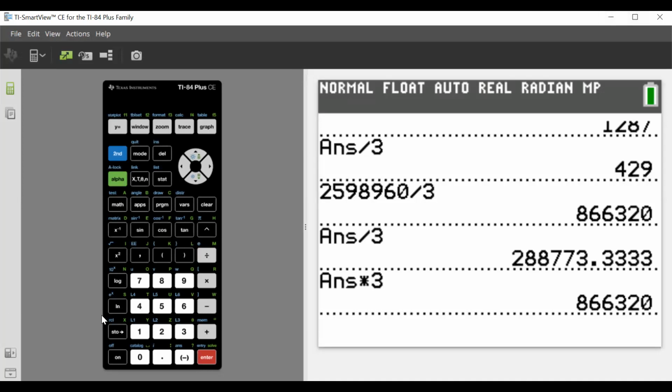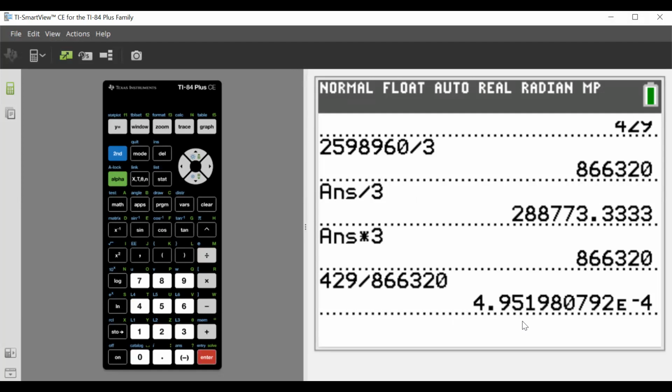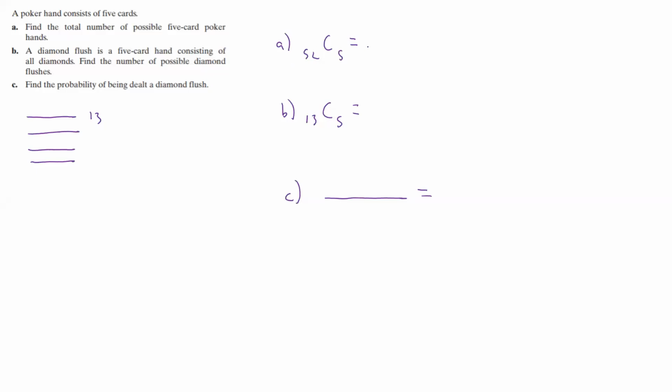Oh, and we were going to divide those out. So we take the 429 divided by 866,320. So we kind of have a decimal as well. And as you can see, this isn't very nice because we have 3 zeros in front of that. So let's write everything down we have now. The first one we said was 2,598,960. Here we had 1,287. So that was 1,287 over 2,598,960.